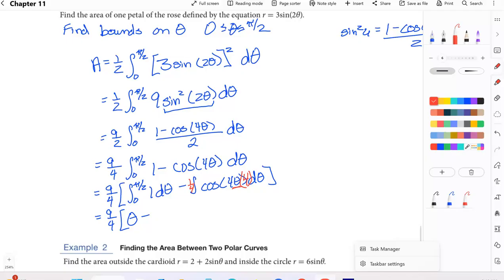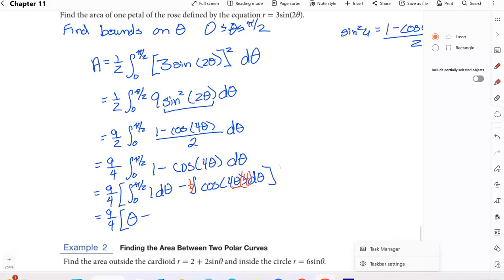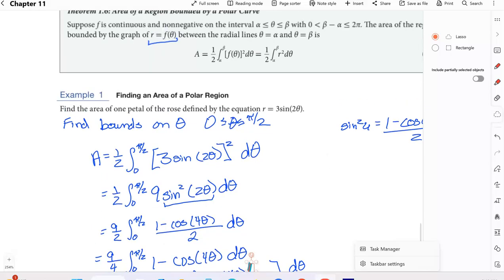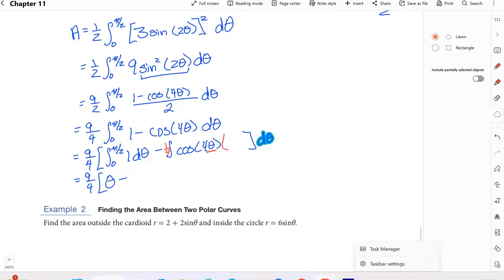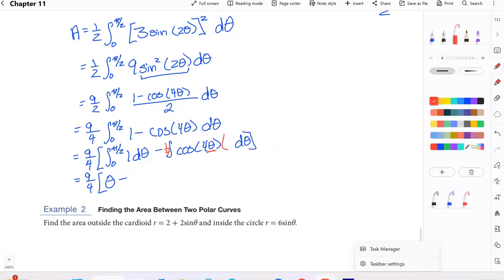Let me see if I can clean that up just a little bit. Wow, I am having technical difficulties today. There we go. That's better.